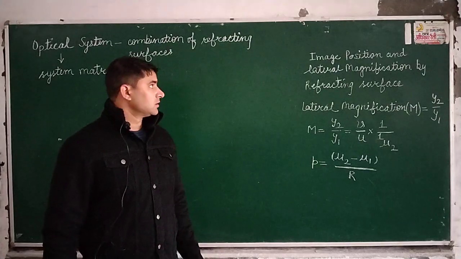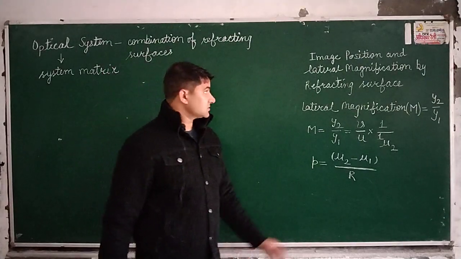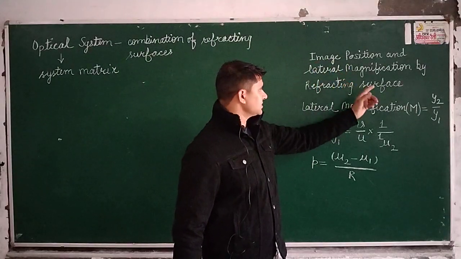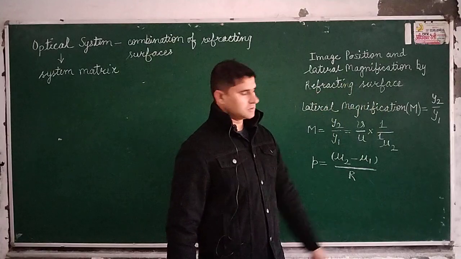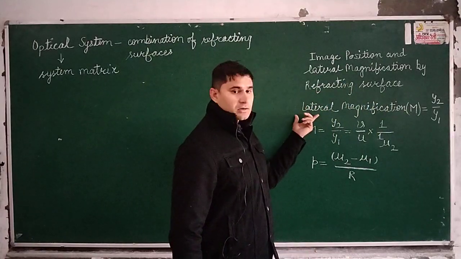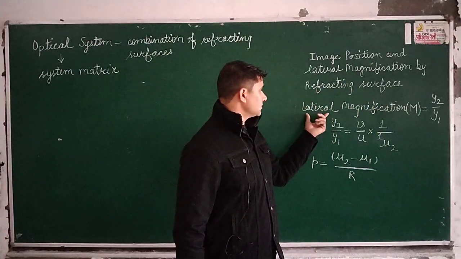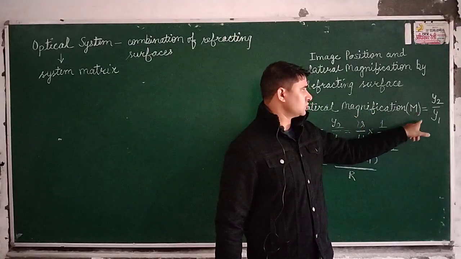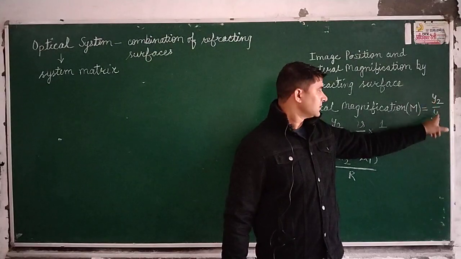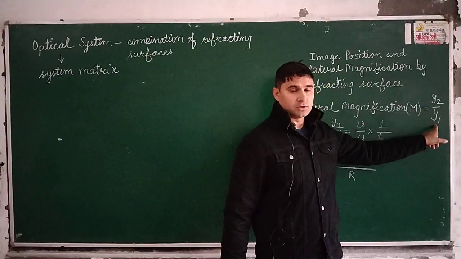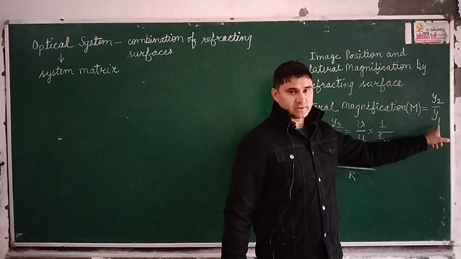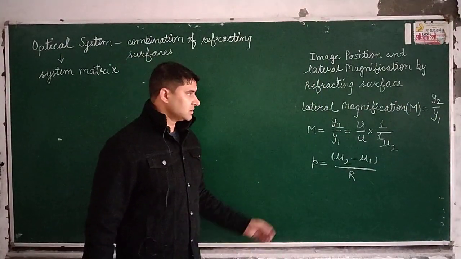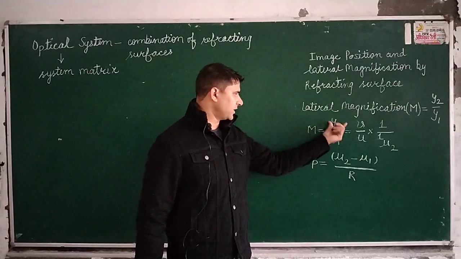Hello students, in the previous lecture we discussed the image position and lateral magnification by a refracting surface. There we calculated lateral magnification, which is represented by m, and it is the ratio of the height of the image point to the height of the object point with respect to the principal axis, or axis of the optical system, and the final result was y2 by y1.